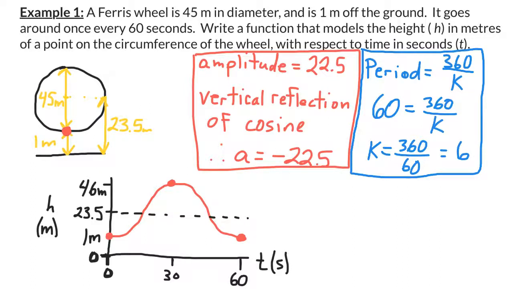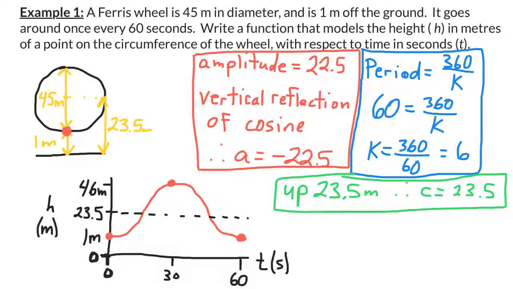The last thing I have to consider is that my central axis is not on the x-axis. It's been shifted up 23.5. Because of that, I know that I have a c value of 23.5 in my equation. And I haven't shifted my function left or right, so I don't have to worry about a d value.